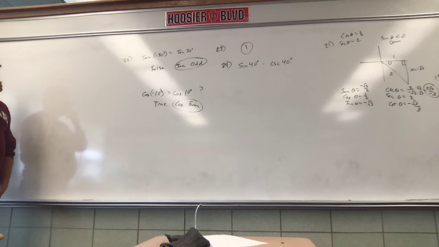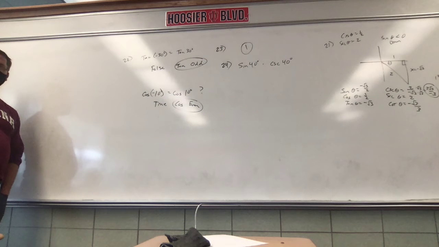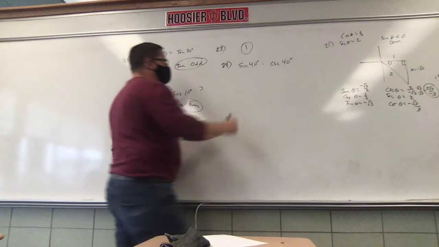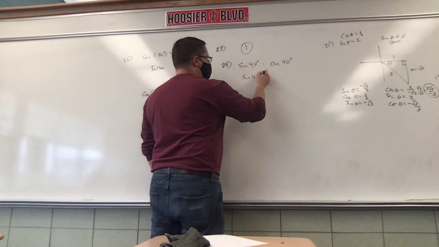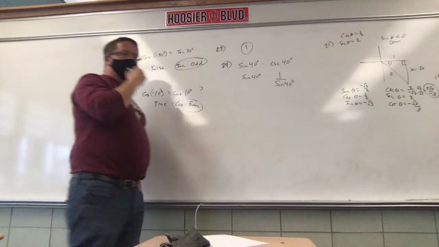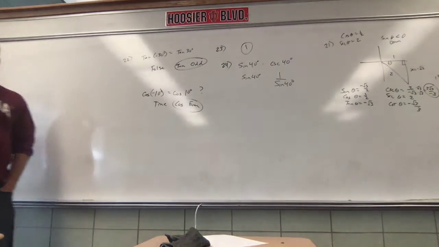But they're not the same trig functions. We have sine of 40 and cosecant of 40. How could I make them have the same trig function? What is cosecant? You flip it, reciprocal. It's reciprocal of what? Of sine. So, what's the reciprocal of sine? 1 over sine. Now, not only are the angles the same, the trig functions are the same.